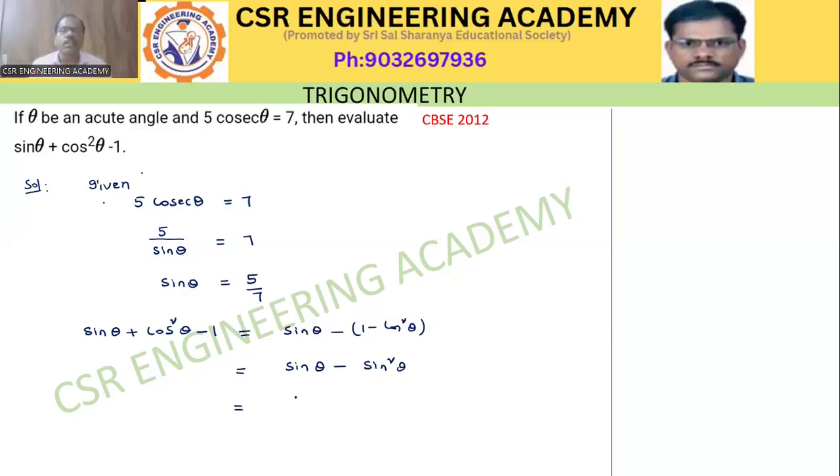where sin theta is equal to 5 by 7 minus sin square theta is equal to (5 by 7) whole square, that is 25 divided by 49. LCM 49: 7 sevens are 49, 7 into 5 is 35, minus 49 ones are 49, 1 into 25 is 25, is equal to (35 minus 25) divided by 49, is equal to 10 divided by 49.